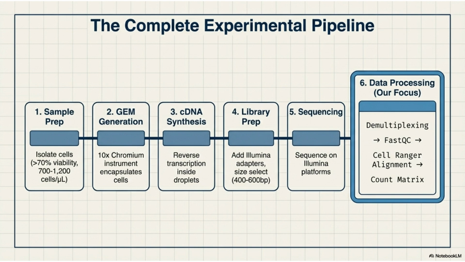This video focuses on the final step, data processing. We'll cover everything from demultiplexing to the final count matrix generation using cellranger. This follows the initial steps of sample prep, GEM generation, cDNA synthesis, library prep, and sequencing.